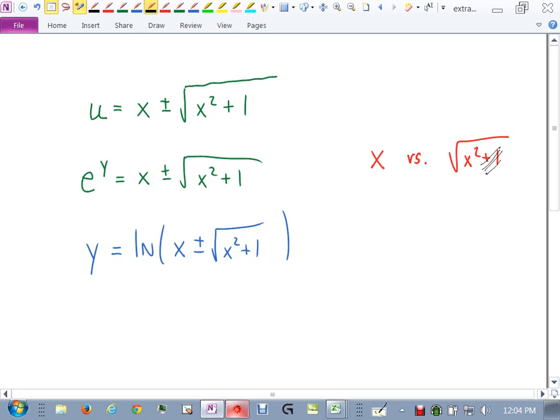So if the one on the right's always bigger than this one, I can't have negative here. Why? Because then this minus this would be a negative, and I'm trying to take natural log of a negative number, and I can't do it. Does that make sense? So I chunked the negative because it's just not possible.